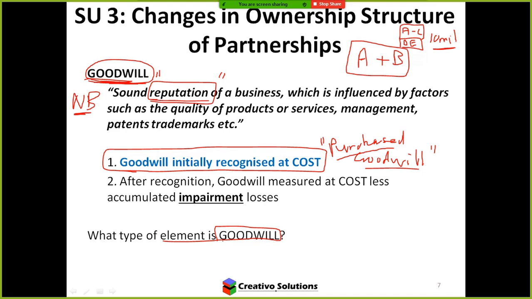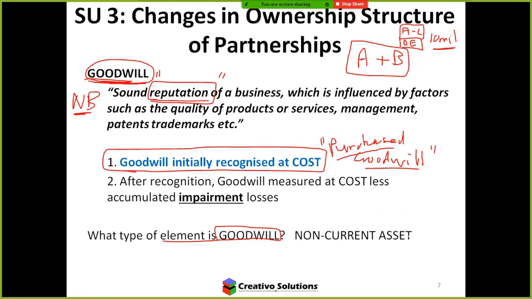Asset, liability, income, expense, capital, drawings. I was asking you a question about goodwill. What type of accounting element is goodwill? Do you know? I would say an asset. Good. Long term or short term? Long term. Yes, because it's generated over time. Good. Add that to your notes.